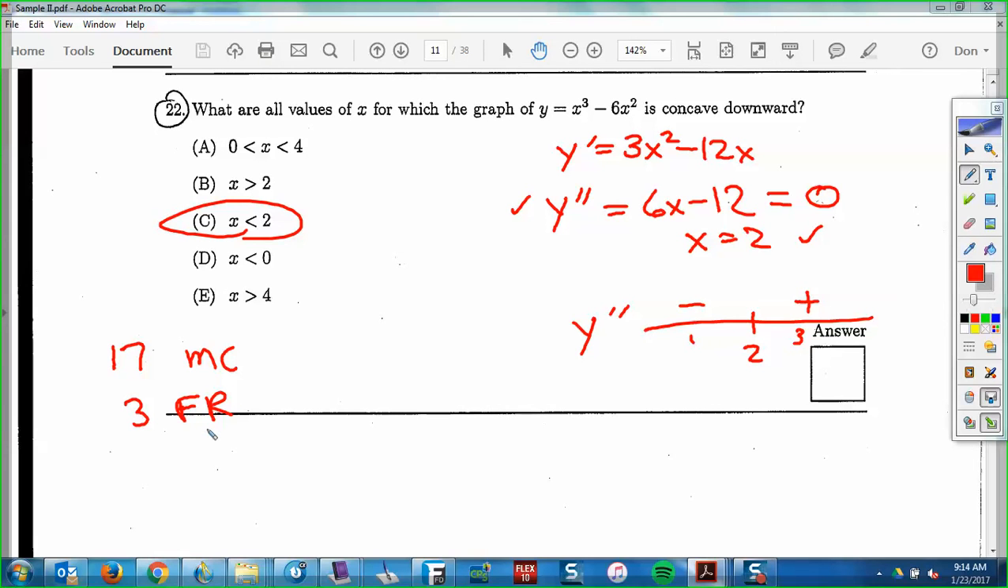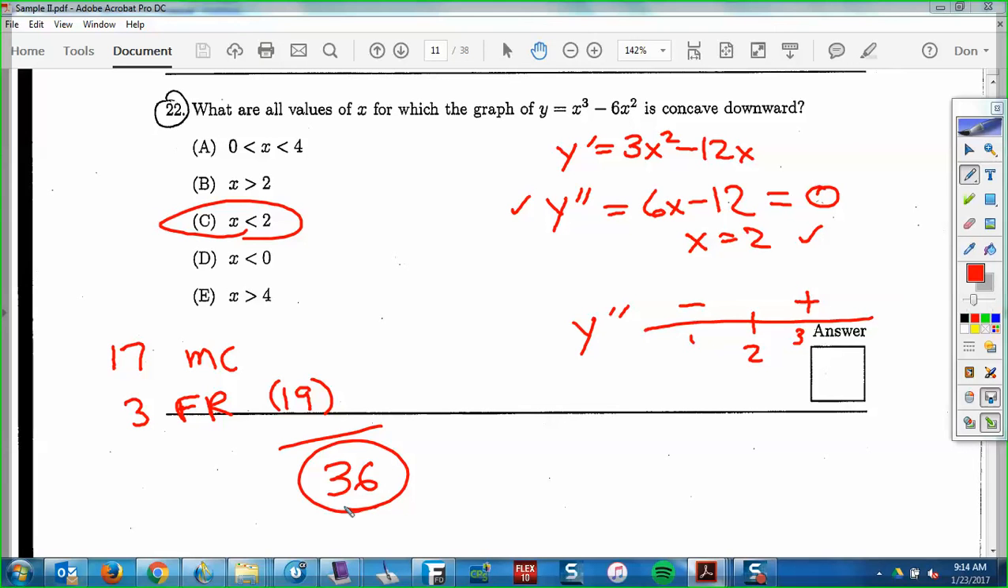So on these 3 free response, I think on the first test we do, there's like 19 points in the 3 free response questions. So that'll make a total of 36 points for that test, right? So 17 multiple choice questions take up about half the test. And then the 3 free response give you about the other half.